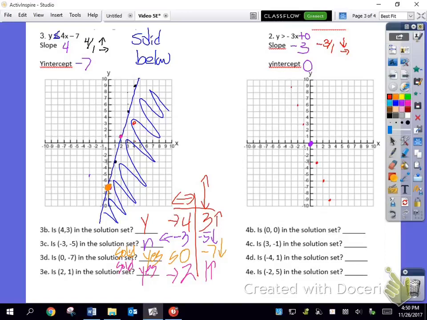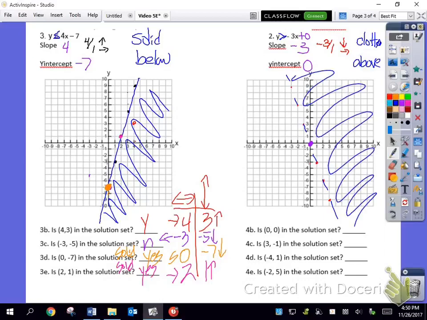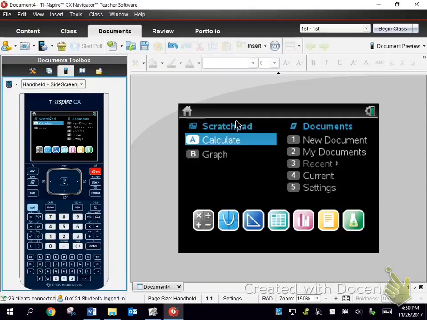You want to make a line. Remember, they all have the same rate of change. There is no line, so it's dotted. Okay, if there's no line, then it is dotted, and it says greater than, so it goes above. So everything above.